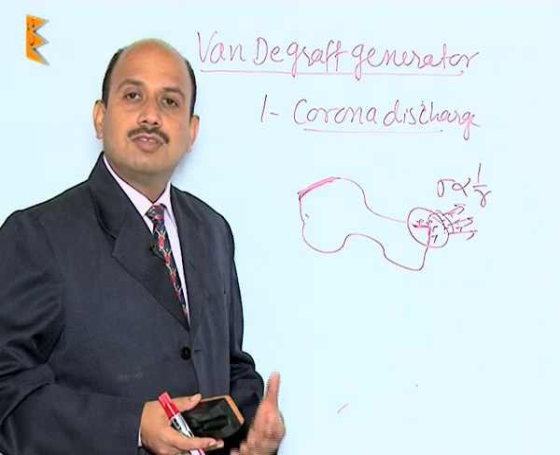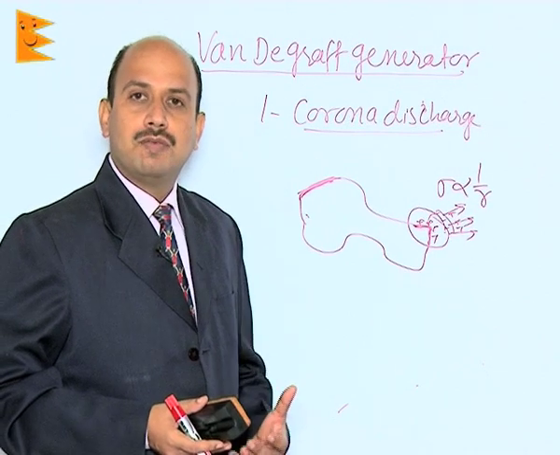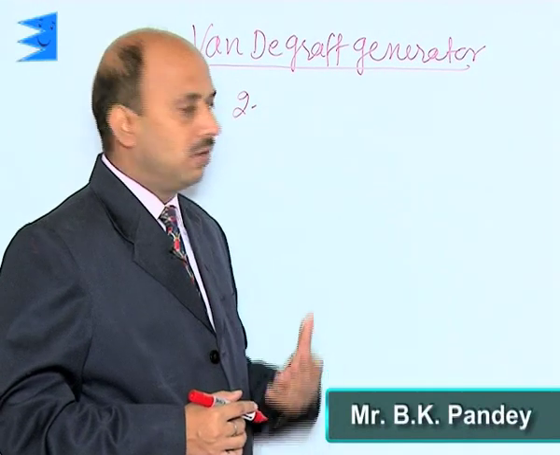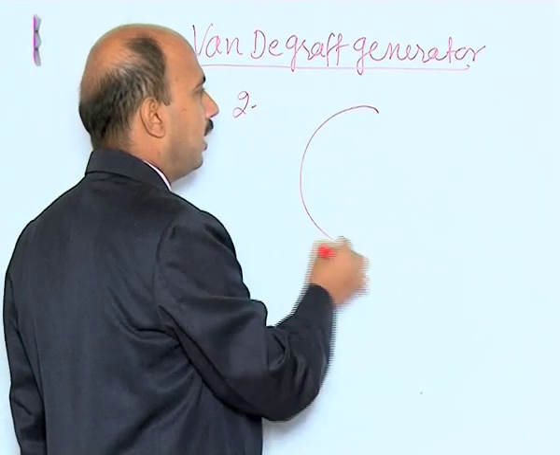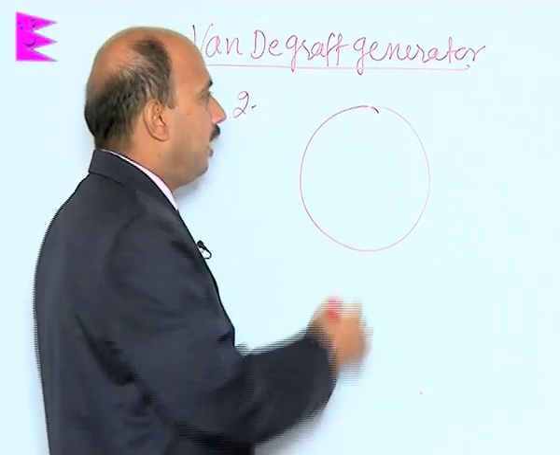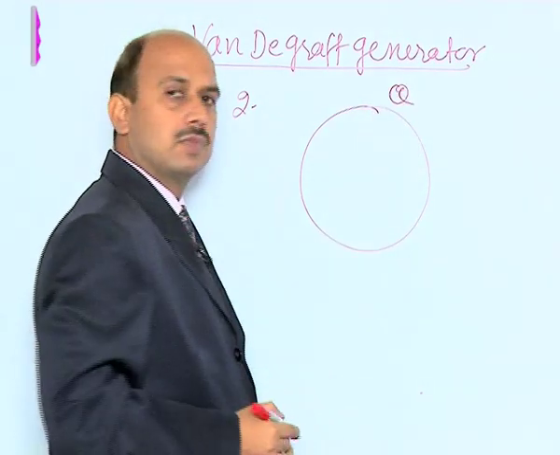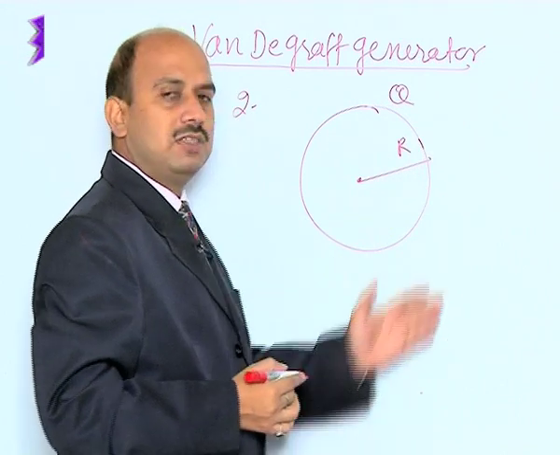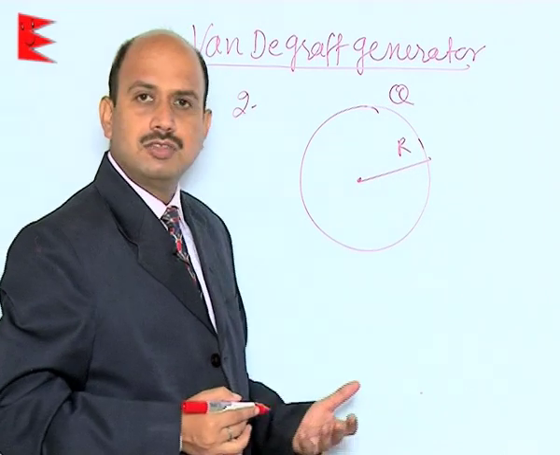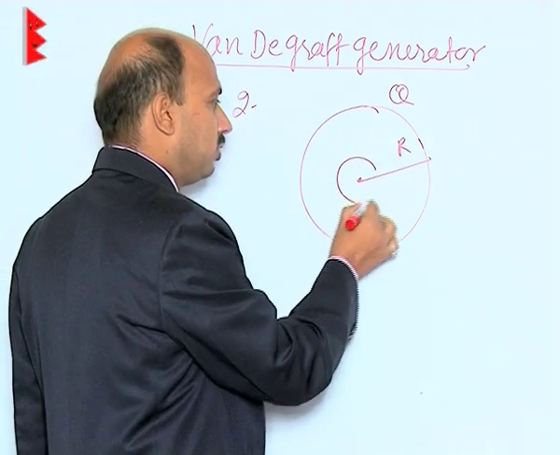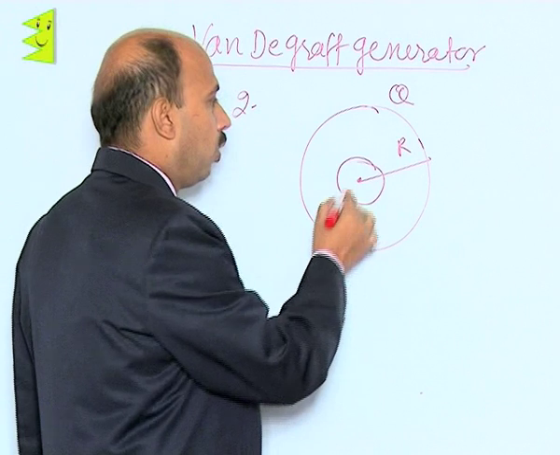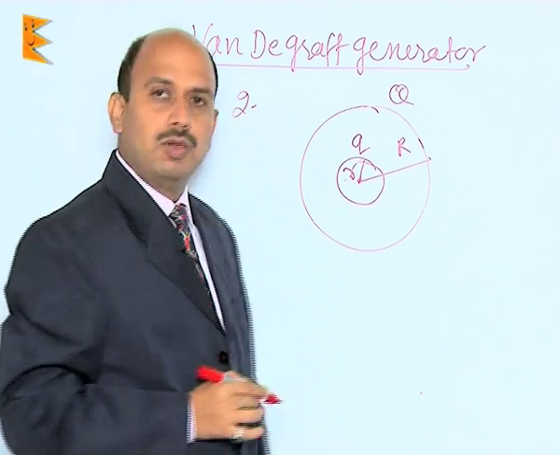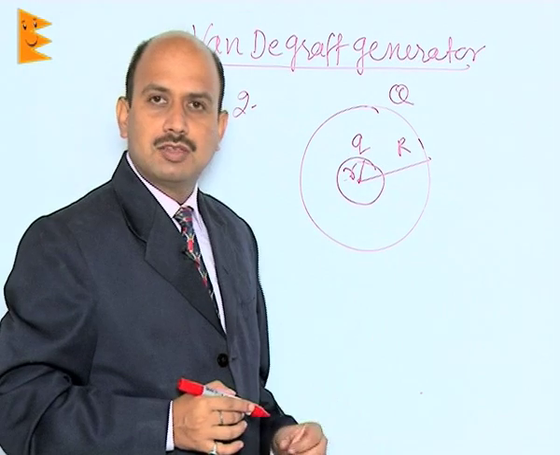So, now let us understand the second principle behind the working of the Van de Graaff generator. Suppose you have a conducting spherical shell like this, in which you are giving the charge q, and its radius is capital R. When charge q is given, it is uniformly distributed over the surface of this spherical shell. There is another spherical shell inside it of a small radius r and having charge small q, inside this big spherical shell.